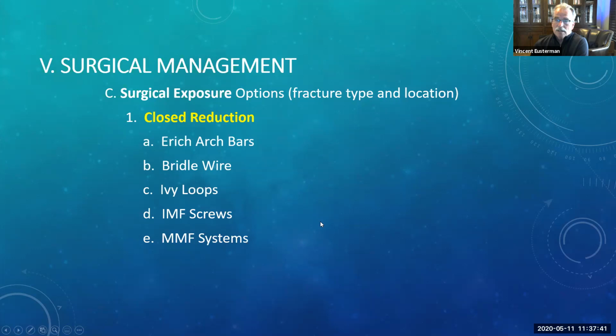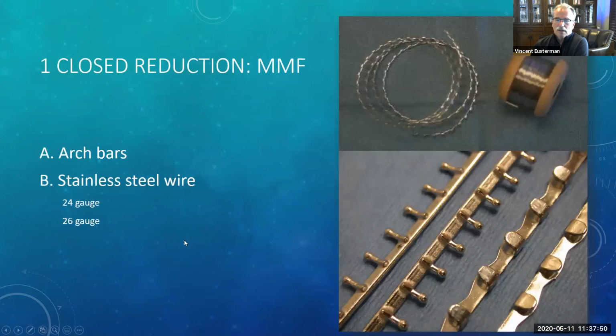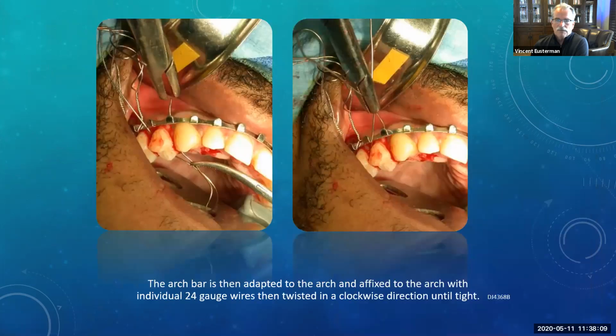Exposure options for treatment under closed reduction are all transoral. The wire osteosynthesis is done through arch bars. We use 24 gauge on adults and 26 on children, and sometimes when doing individual teeth, if you're going to use those. With alveolar fractures, 26 gauge works very well also.